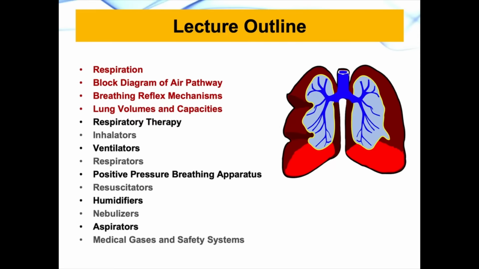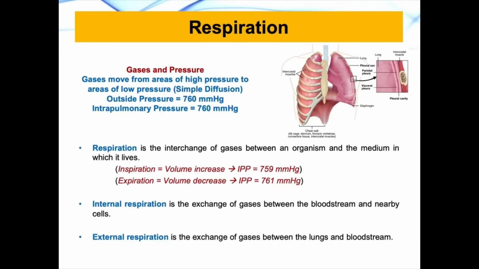So the first thing I would like to define is, what is respiration? Respiration is determined by gases and pressures. Gas usually moves from areas of high pressure to areas of low pressure, and that is simple diffusion. If we look at the pressure outside the human body, it is 760 millimeter mercury, and the intrapulmonary pressure is also 760 millimeter mercury. What is intrapulmonary pressure? Within the lungs, it is usually greater than intrathoracic pressure, causing the lungs to remain slightly inflated after expiration.